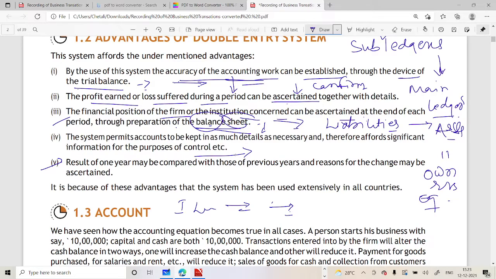The result of one year may be compared with those of previous years, and reasons for the change may be ascertained. So from the investing standpoint, this function is again very important, or this advantage is very important. Always we compare all the details with the previous year's information or the past information, and on the basis of that we take the investment decisions, or fund managers take the investment decisions, or the board of directors of the business takes the investment decisions, right.